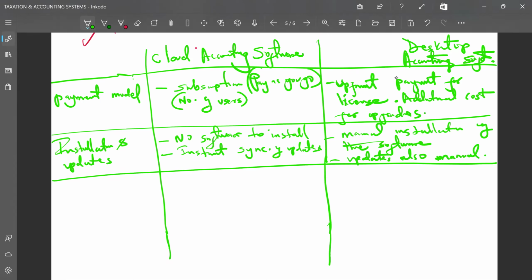I hope we are together. I hope you're understanding the differences. Now, what is the third aspect of difference? Let me look at security, because security is very important in terms of data. And according to the current trends, we need to be very careful about security.